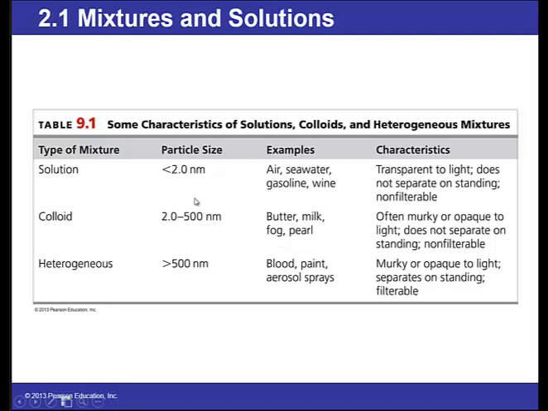Solutions then have particle sizes that are very, very small, again the size of a very small molecule or an ion, so less than 2 nanometers. Things like air, seawater, gasoline, wine would be good examples of solutions. Typical features of these solutions: they're transparent to light. They do not separate on standing, and they're also non-filterable. So these two fall into the class of homogeneous mixtures. And then we have our heterogeneous mixture down here. Again, particle size, pretty large. These things can actually separate on standing.